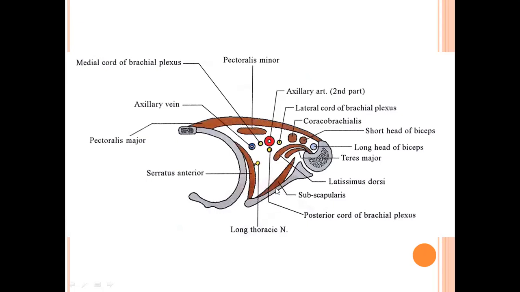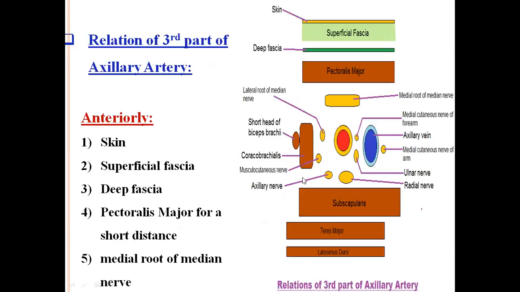Then posterior boundary of axilla where you have the subscapularis. Medially we have serratus anterior upper four ribs, if you remember, long thoracic nerve. Laterally it is formed by the convergence of the anterior and posterior walls. So as contents you are finding axillary artery, axillary vein and these cords of brachial plexus. Okay, and of course the lymph nodes which are not shown here. Now coming to the third part.